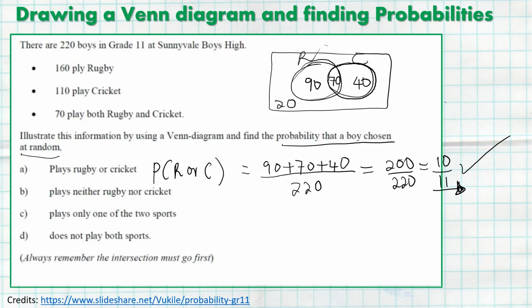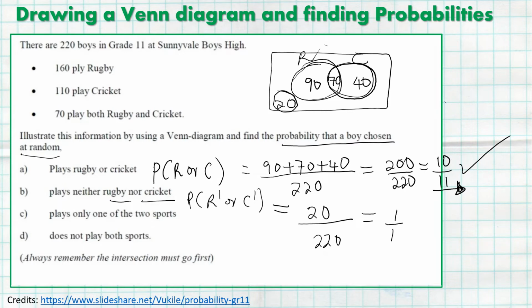Okay, so let's now go to B. They want the probability that the boy chosen at random will play neither rugby nor cricket. Neither rugby nor cricket. It means outside the two events. And what's the answer there? It is 20. So the probability of neither rugby nor cricket is going to be 20 out of what? Out of 220. So it's going to be 20 out of 220. This is the same as 1 over 11.